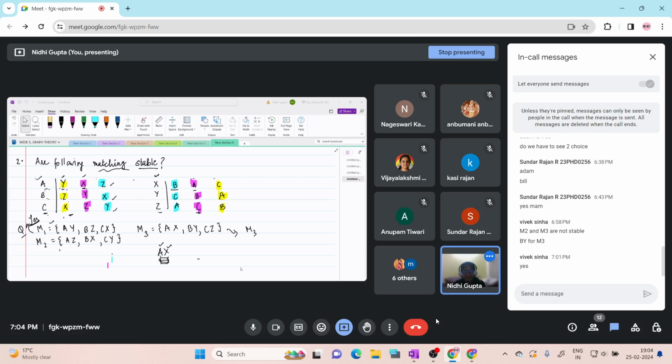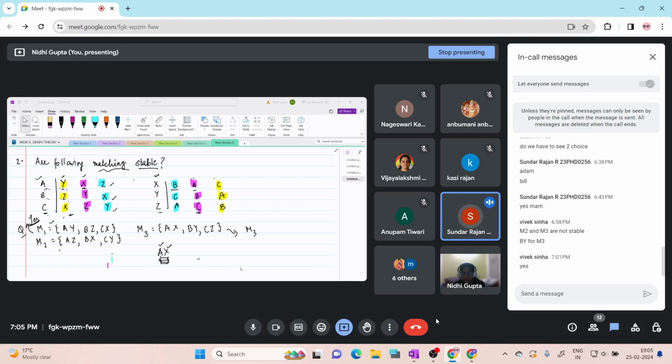So is everyone convinced why all these three matchings are stable? Yes, ma'am. By seeing these colors arranged in columns, A, B, C and X, Y, Z as columns, you see the yellow color comes at the first and the last one. If we are able to find such a thing, we can say that it is a stable matching. M1, M2, M3 are stable matchings like that.